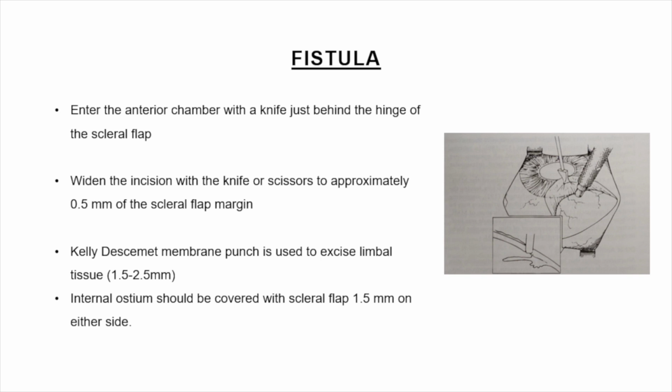Next is the creation of the fistula. In this, usually the anterior chamber is entered with a knife just behind the hinge of the scleral flap, and then the Kelly's Descemet membrane punch is used to excise the limbal tissue 1.5 to 2.5 mm beyond the limbus. The internal ostium should be covered with scleral flap 1.5 mm on either side.